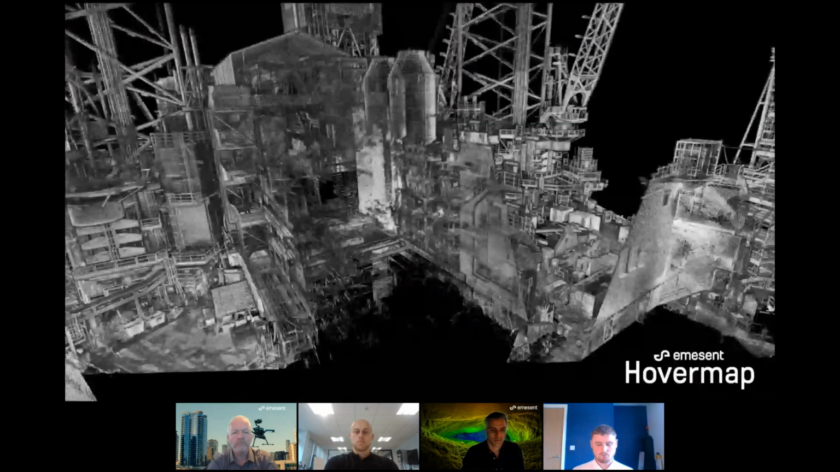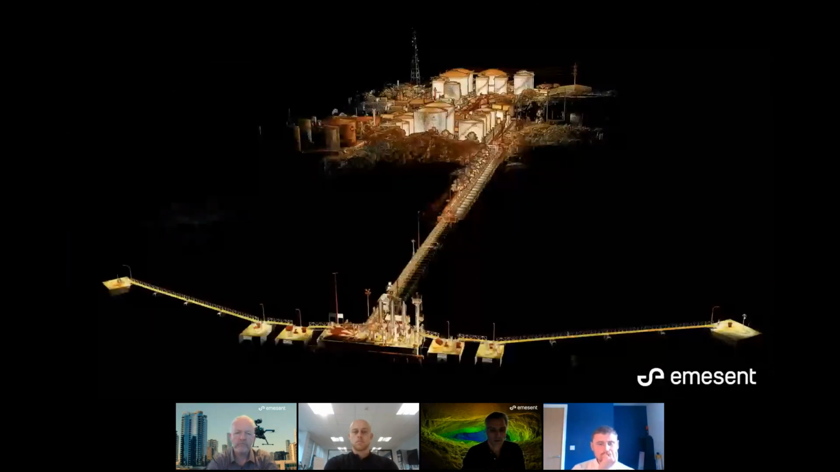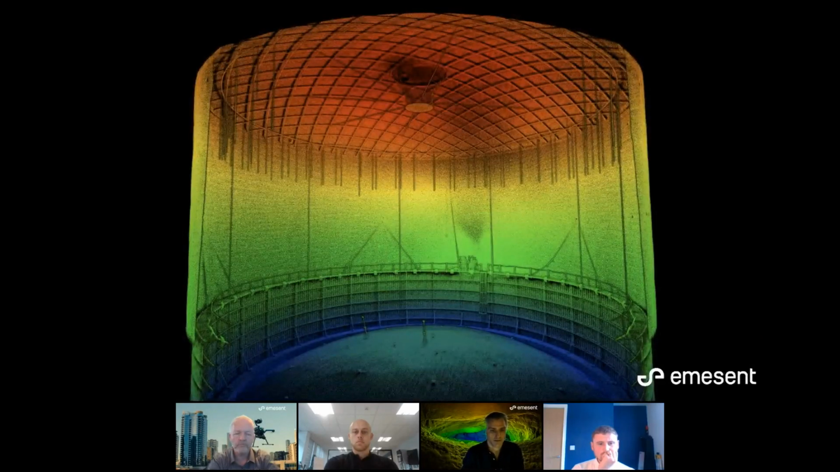And then other oil and gas facilities include storage facilities. This is a plant in Indonesia, again, a combination of walking and flying scans, including the ability to fly inside these storage tanks. And again, the GPS denied flight and collision avoidance making that possible.